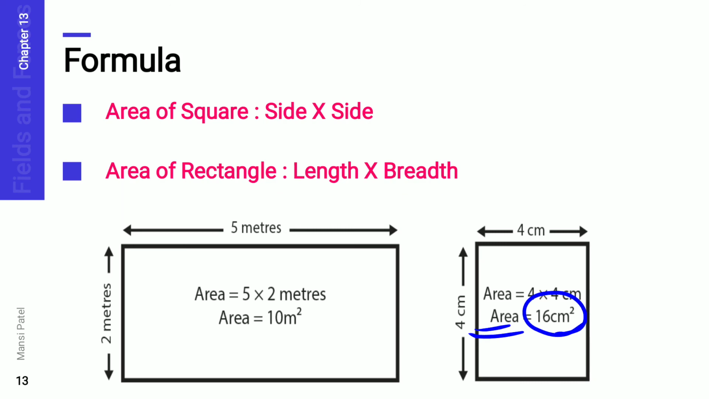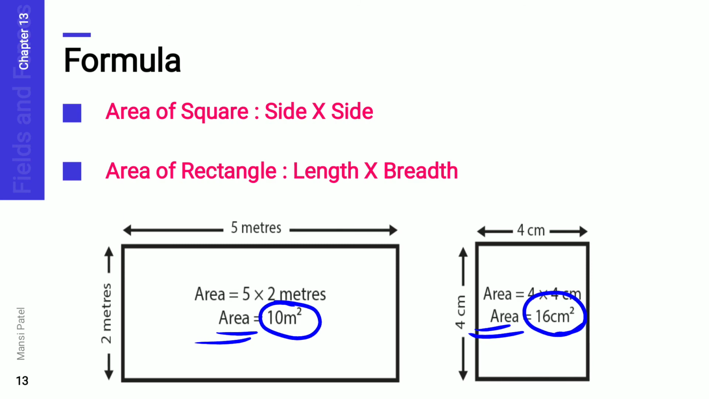So what is the length of this rectangle? 5. What is the breadth? 2. Do the multiplication. 5 2s are, that is the 10 meter. In this you are find out the area, therefore you have to write down the answer in square meter. So you can write down 10 square meter, or we can say that 10 meter square.